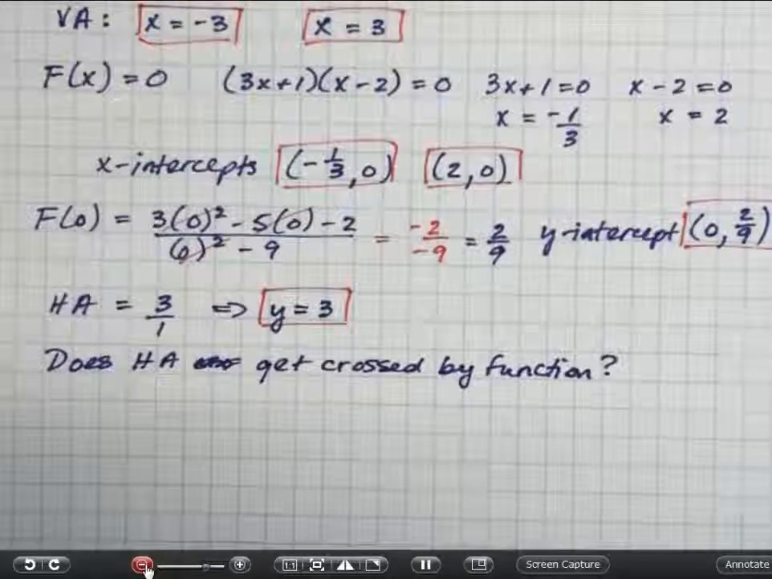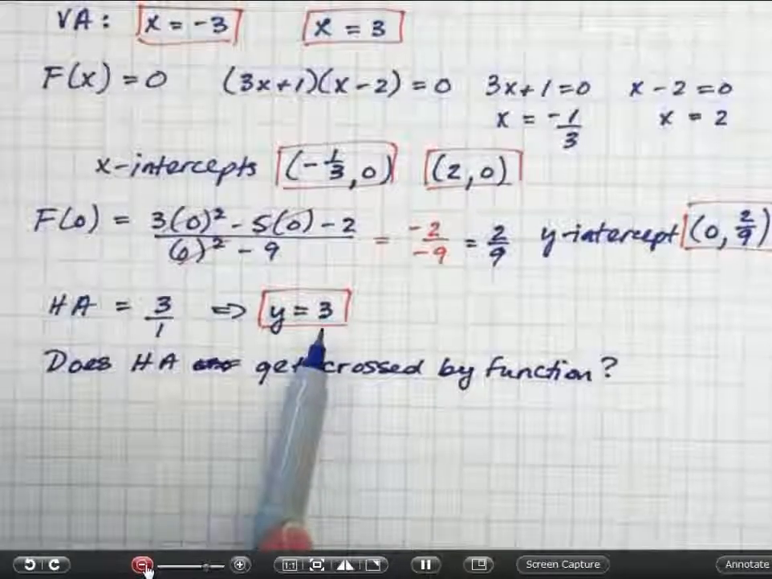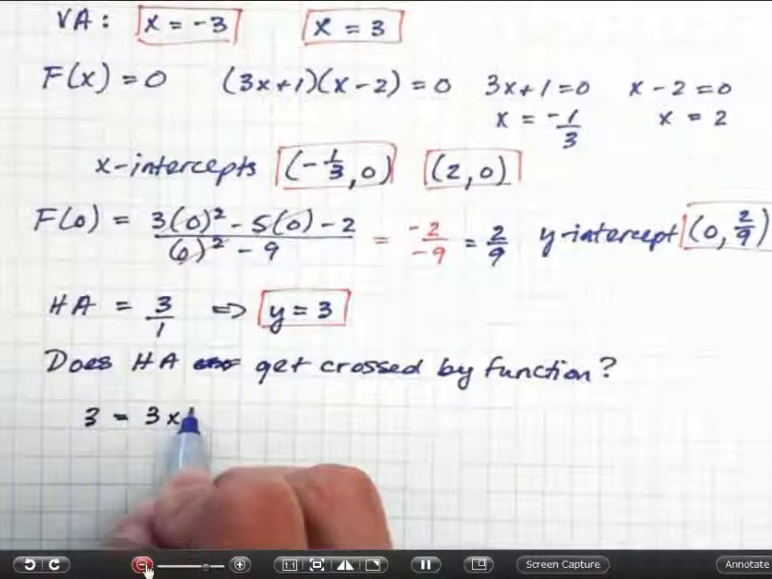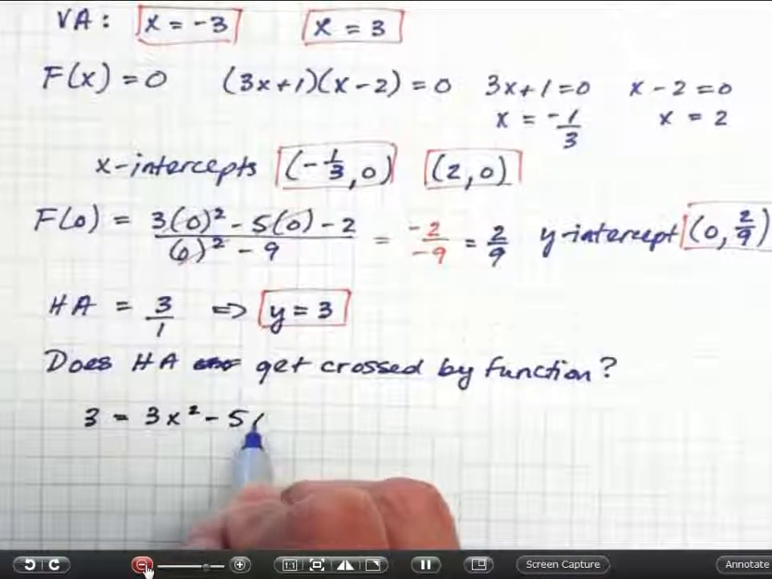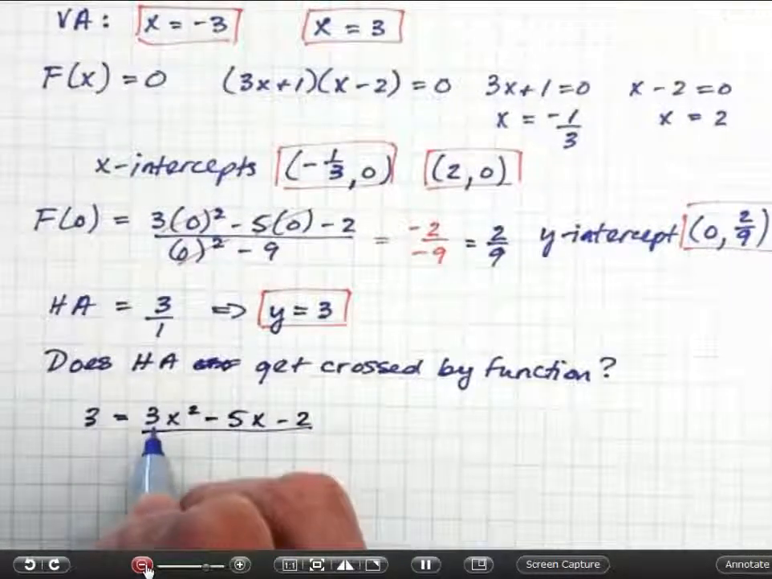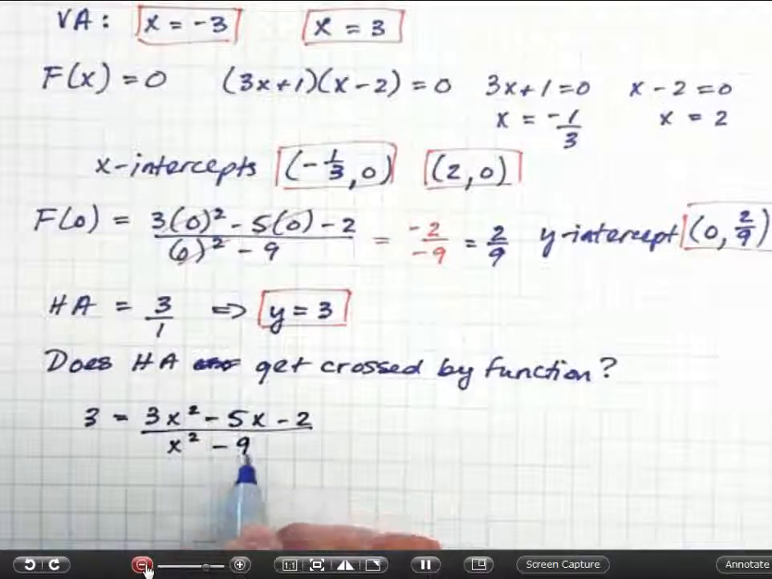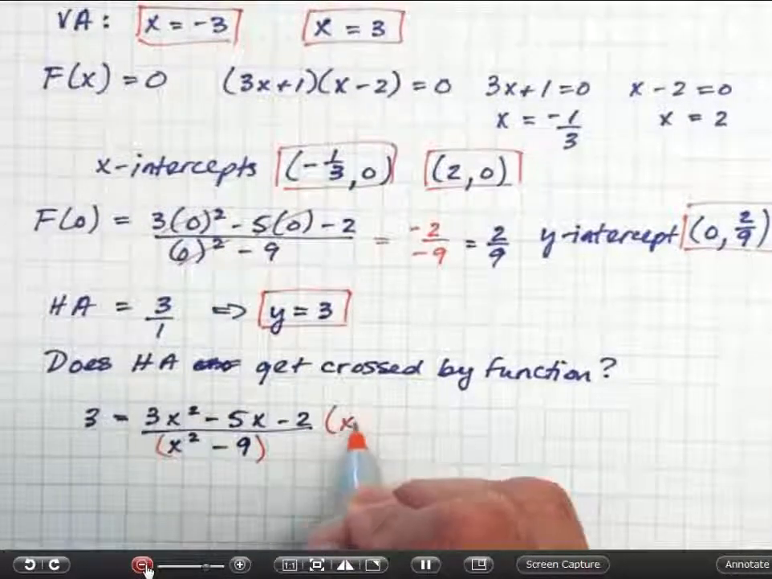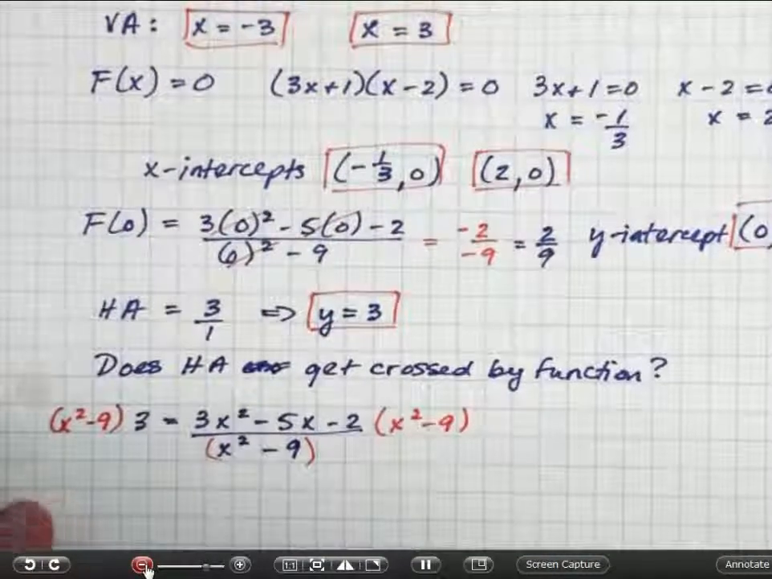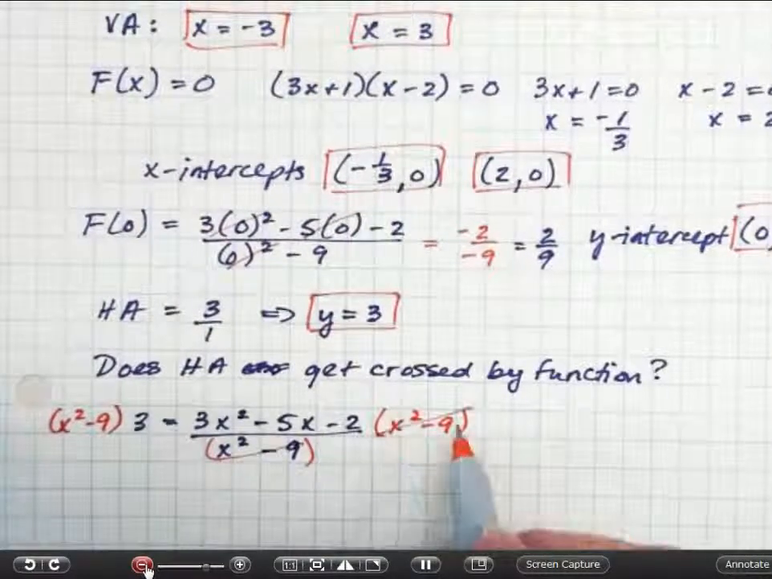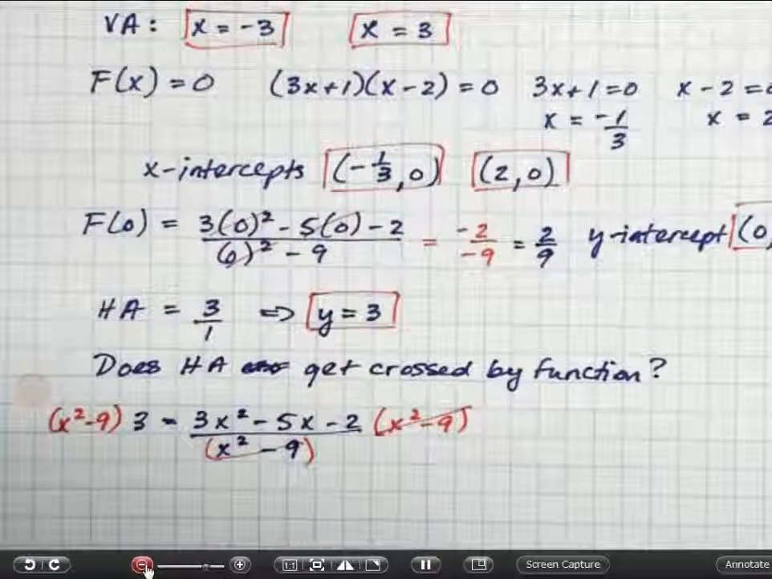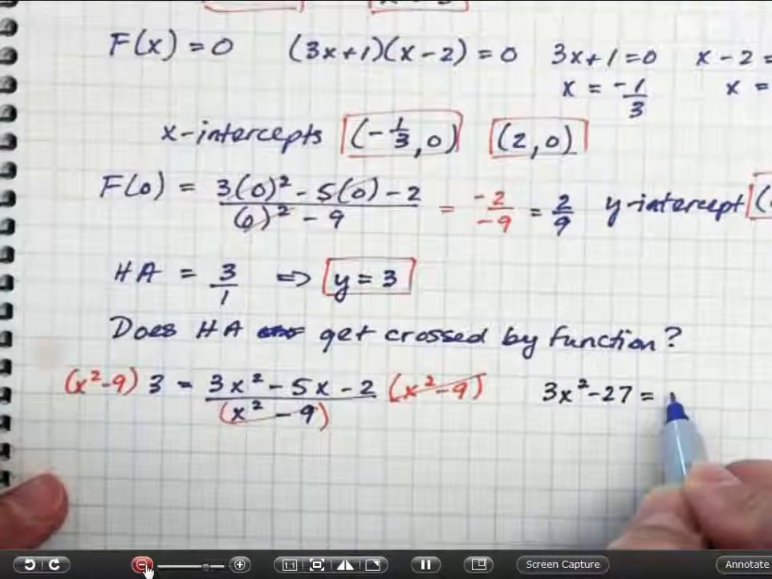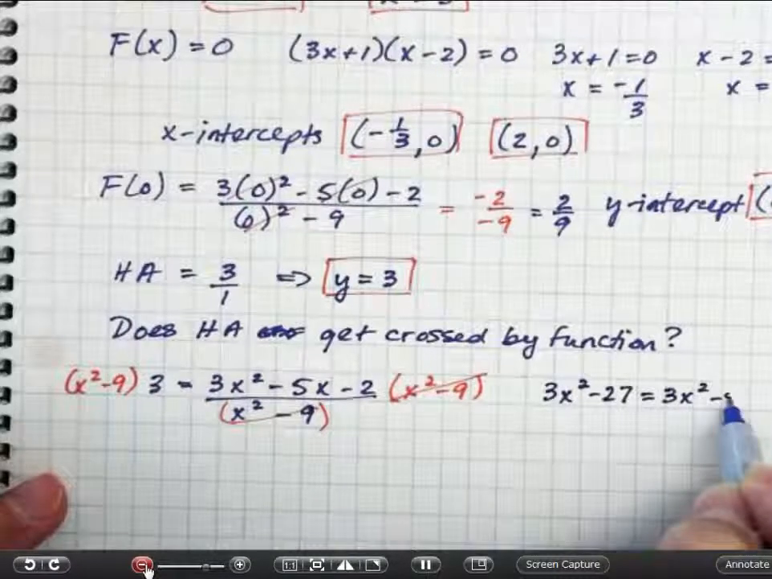Okay, so my horizontal asymptote is 3. I'm going to set that equal to my function. So 3 equals 3x squared minus 5x minus 2 divided by x squared minus 9. How do I solve this? Okay, I'm going to multiply both sides by the LCD, which is x squared minus 9. And on the right side, the x squared minus 9 should cancel out. On the left side, what am I going to be left over with? Okay, so how about 3x squared minus 27 equals 3x squared minus 5x minus 2.